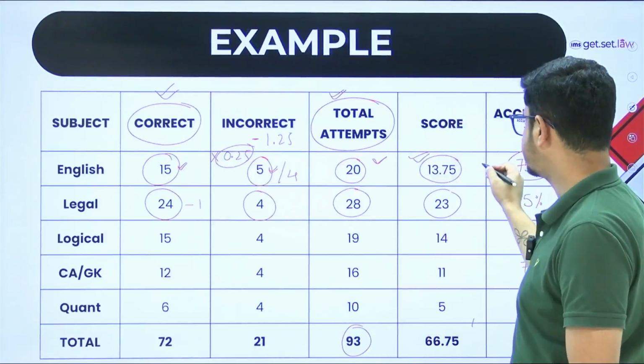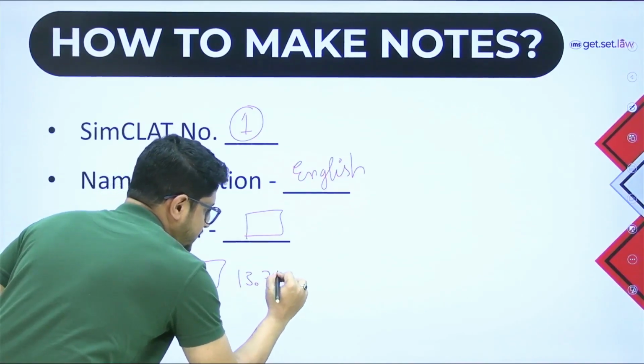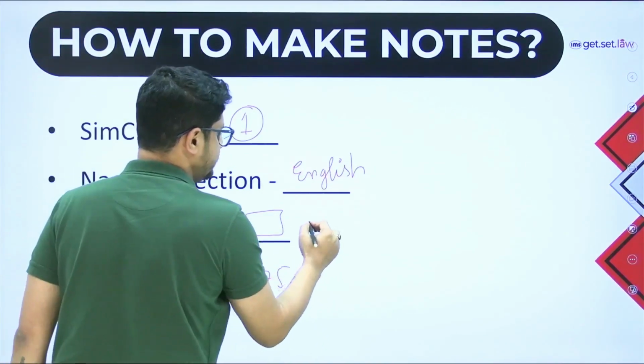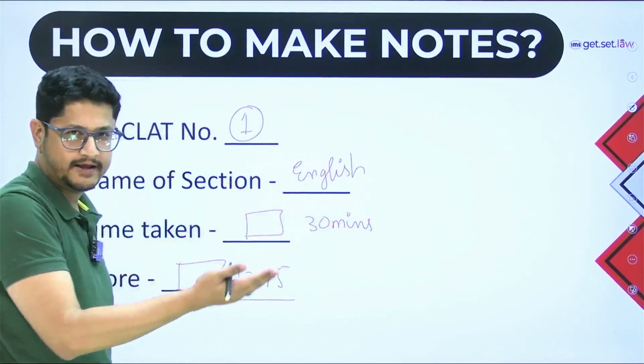So the score I got here was 13.5. So I will put 13.75. I have put the score and the time taken, majorly. Like if I mention 30 minutes, it won't be that accurate, so 28 minutes, 29 minutes.